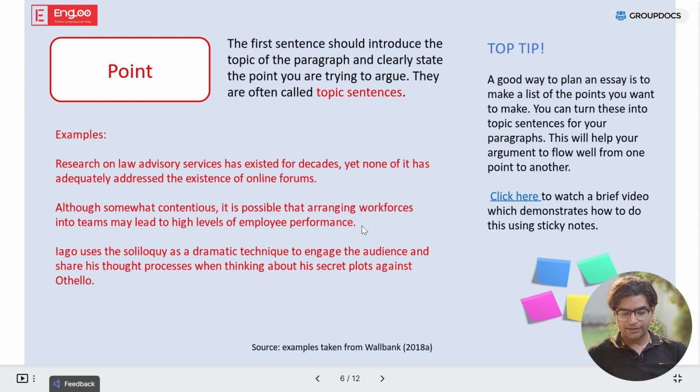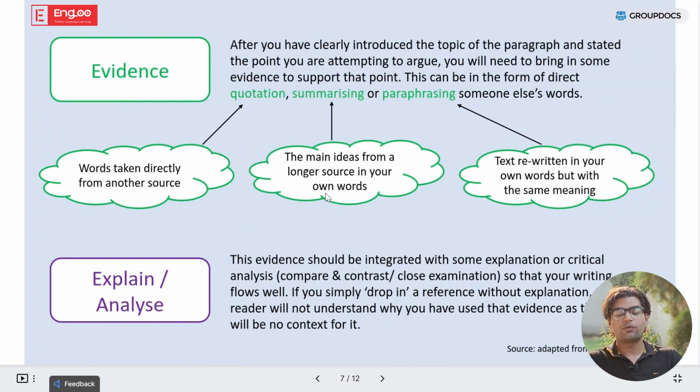A good way to plan your essay is to make a list of the points you want to make. You can turn these points into sentences for your paragraphs. This will help your argument to flow well from one point to another. So, this was all about the point or the title or topic sentences. Now let's move forward to the second thing, which is evidence in our four-point structure.